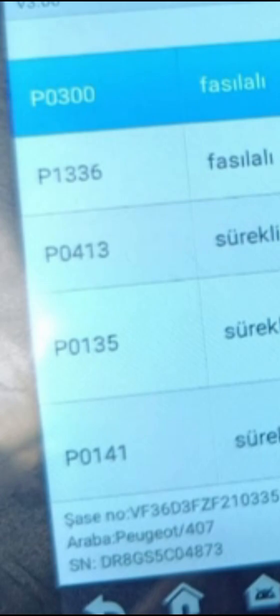P1336, some ECUs will tell you is timing related, that the engine timing is off, while some tell you it still has to do with misfire. So that's why I say if it was PP2000, you know exactly what you are dealing with in this particular case. Then the other code P0413 is an air pump.